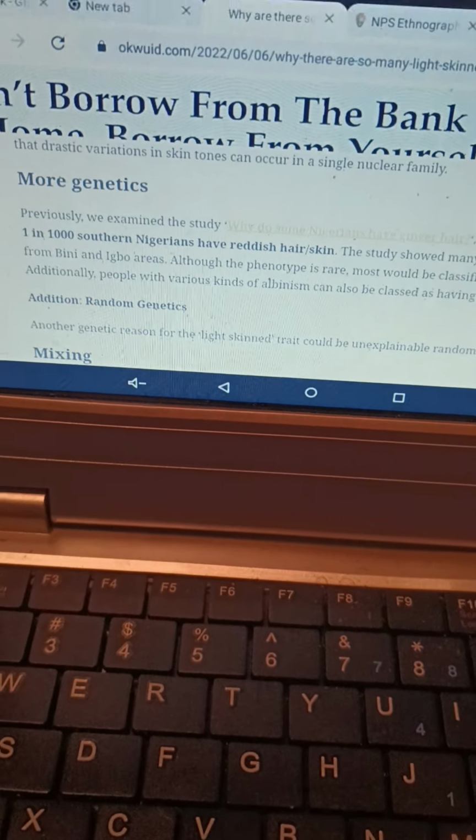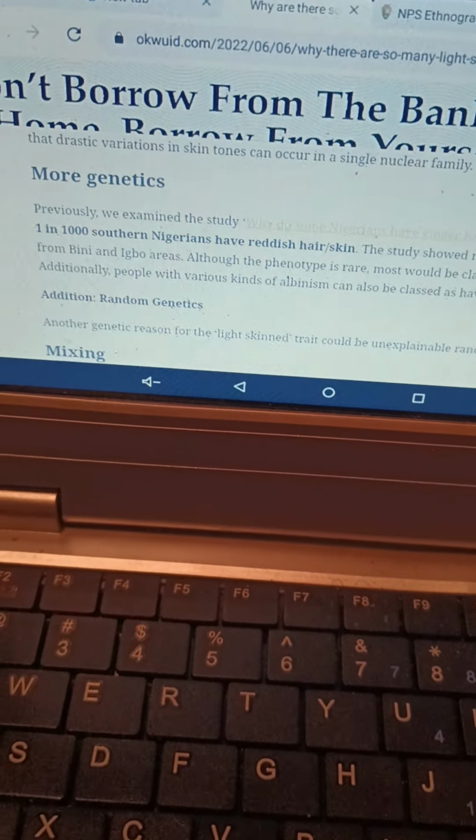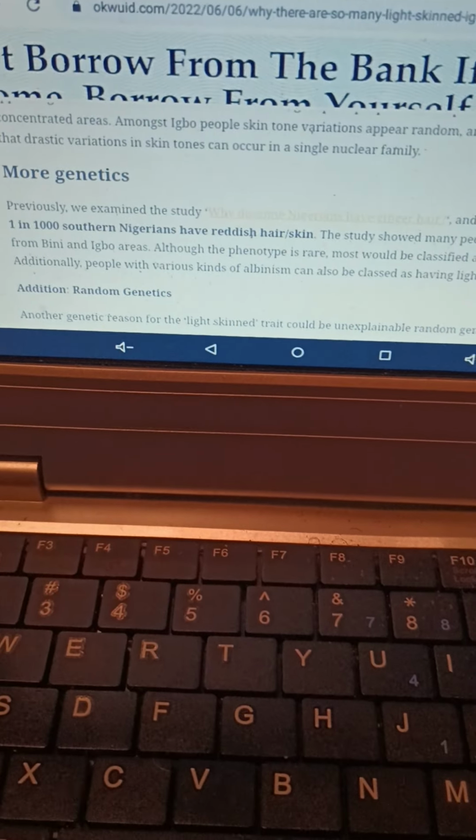I mean, it's another study. Okay, we go on to this in the genetics. Previously, we examined this from another article.